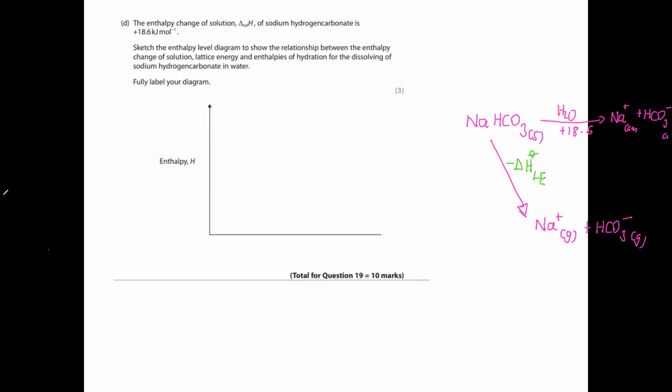So I can put sodium hydrogen carbonate somewhere here, NaHCO3 solid. That's my reactant. First, what I'm going to do is break this lattice. That's minus delta H standard lattice energy. So I break this lattice and I get sodium plus gaseous ion plus HCO3 minus gaseous ion. Right, so I have the gaseous ions.